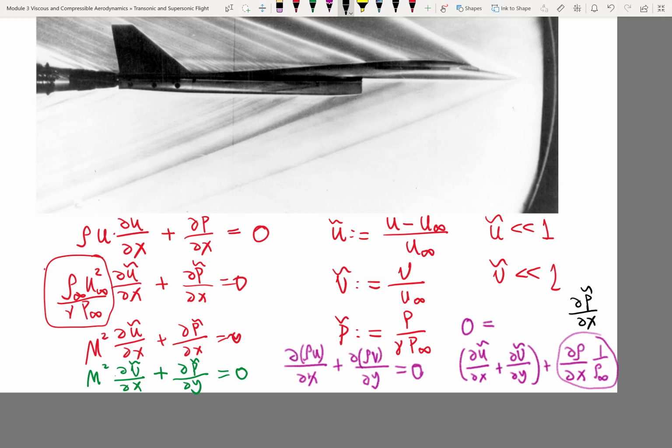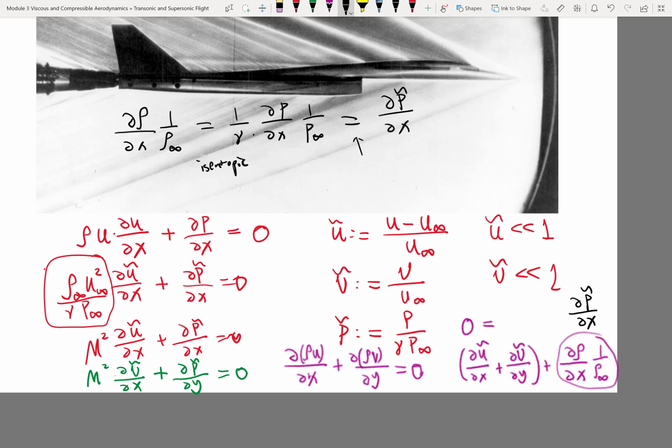Yes? How did you go from the rho's to the p's? I go from rho to the p's by basically d rho dx over rho infinity is equal to 1 over gamma times dp dx divided by p infinity, right? So that's an isentropic relationship, and by the definition of p tilde, this is dp tilde dx. So this is the p tilde definition. All right.